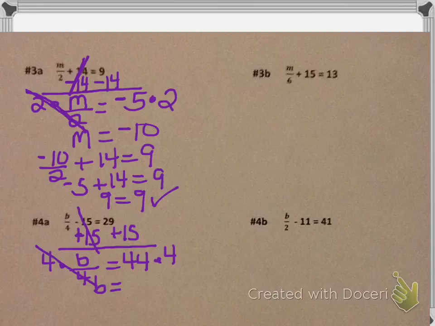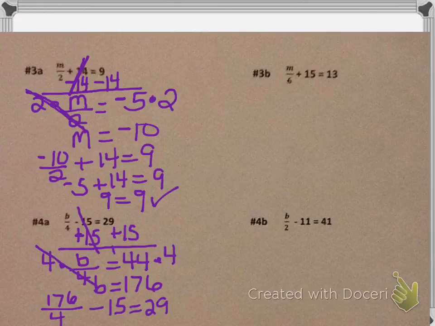Well, 4 times 4 is 16. Carry my 1. 4 times 4 again is 16, plus 1 more is 17. So that's 176. So now I need to check my solution. So I'm going to take 176 and divide it by 4. Then I'm going to subtract 15 and see if it equals 29. And I've run out of room on my screen, so I'm just going to draw a little arrow and continue my check over here. So 176 divided by 4.